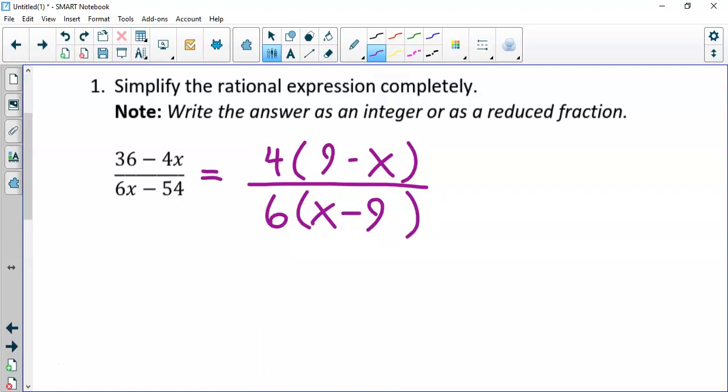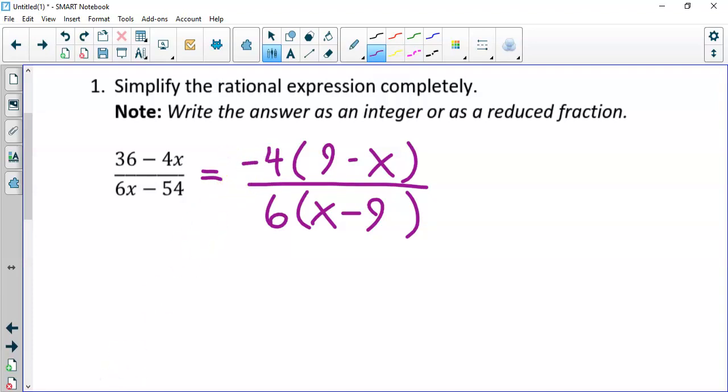Anything canceling? No. But do two of these parentheses almost look like each other? Yeah. What's the matter with them? They're backwards, right? The signs are off. I got a positive 9, I got a negative 9. I got a negative x, I got a positive x. What should we probably have pulled out in the top to really fix that? A negative. So I like where you were going with that, Natalie.